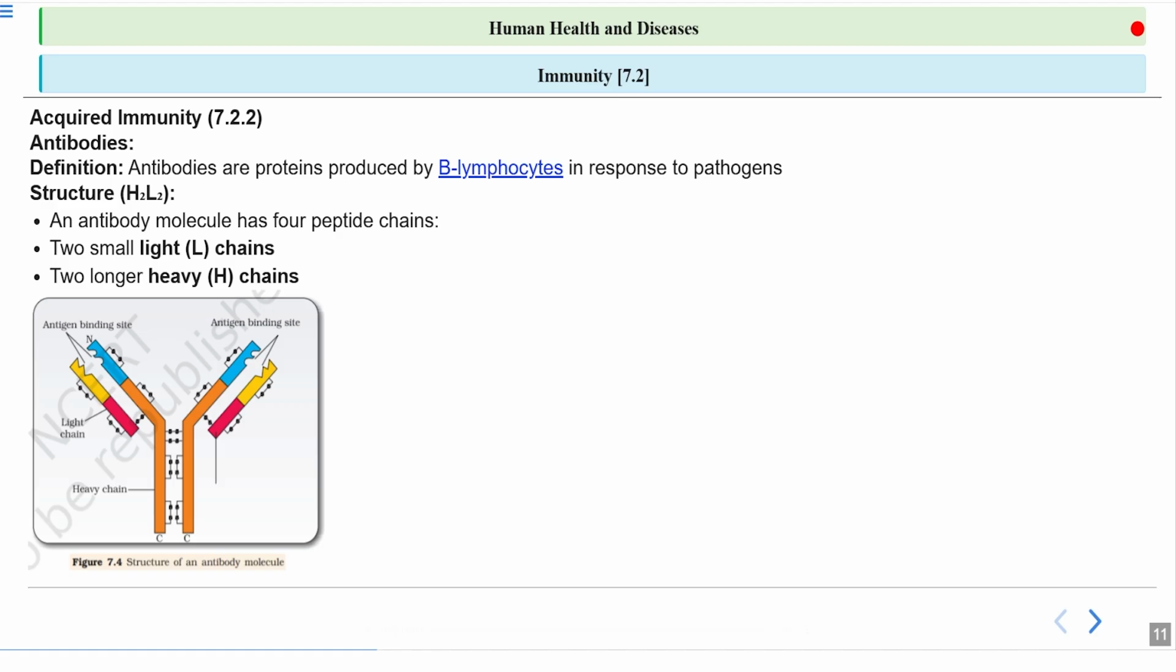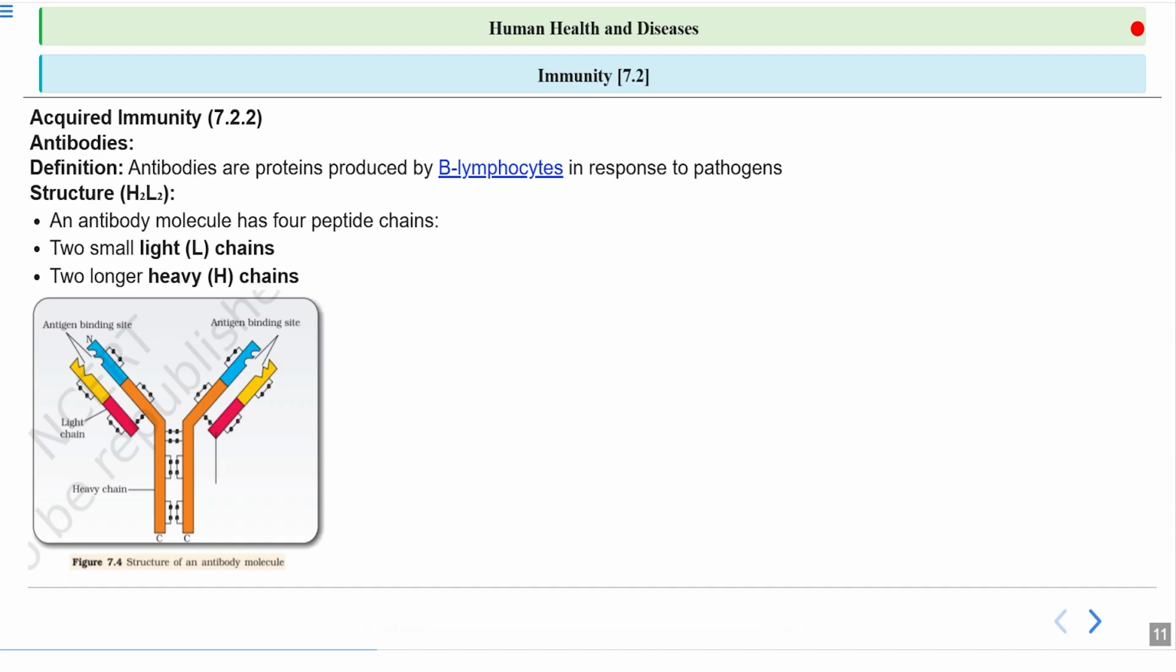The light chains are shorter, while the heavy chains are longer and determine the antibody class, with their C terminal forming the Fc region at the stem of the Y, which is responsible for interacting with other immune components and triggering effector functions. So here in this image you can see there are two light chains and two heavy chains, and then you can see the variable region and the constant region as well.